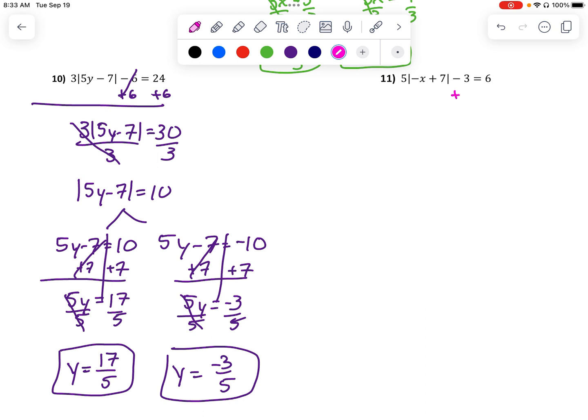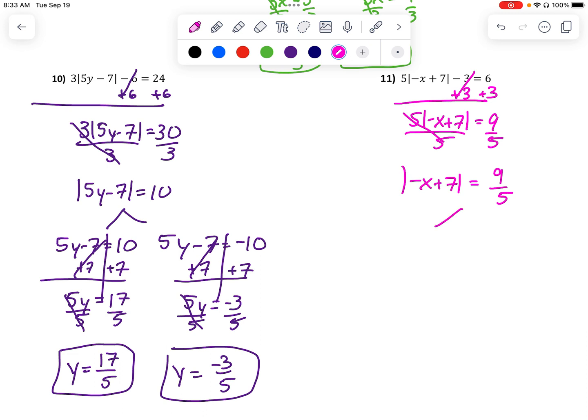All right, last one. So we've got plus 3, plus 3. So 5 times the opposite value of negative x plus 7 equals 9. Divide by 5. Oh, all right. So we've got an absolute value equals, you can't divide 9 by 5, so it's going to stay that way. So that's positive, so it's okay. It's good to go. It just looks kind of gross. So we're going to split it up into negative x plus 7 equals 9/5, and negative x plus 7 equals negative 9/5. So we'll do a minus 7, minus 7.